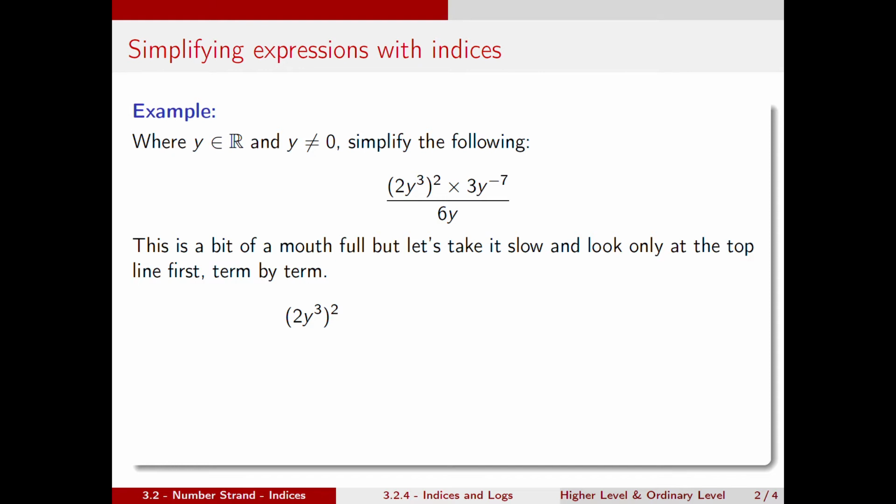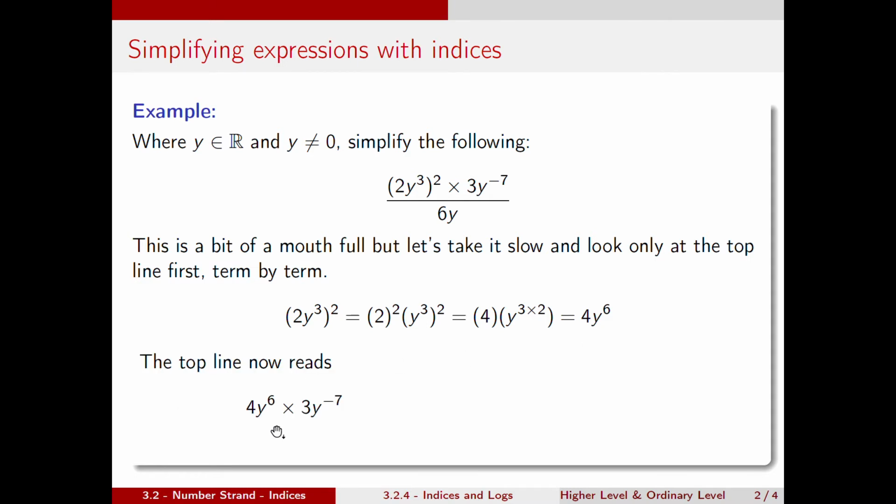So let's just look at (2y cubed) all squared first. We can distribute the power of 2 across each element. So (2y cubed) all squared will become 2 squared times (y cubed) squared. Next, 2 squared will become 4, and (y cubed) all squared will become y to the power of 3 times 2, which will give us an answer of 4y to the power of 6. So the top line now reads 4y to the 6 times 3y to the minus 7.